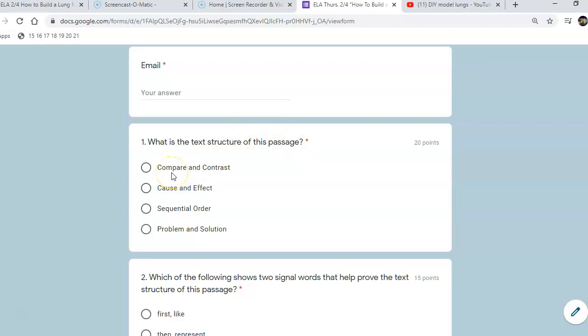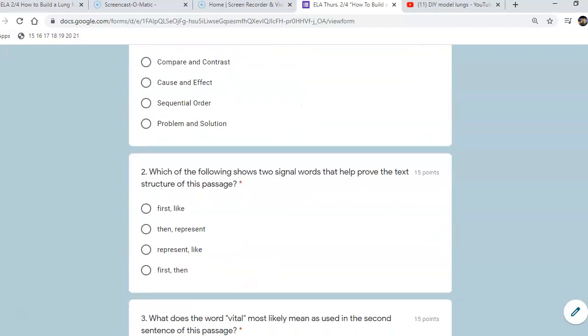So a text structure could be compare and contrast. So was this passage all about two different things and how they're alike and how they're similar? Was it cause and effect, events that cause other things to happen? Was it sequential order, steps for doing something, achieving something, accomplishing something? Was it problem and solution? So a problem was shown and how to solve it, ideas for solving it were presented.